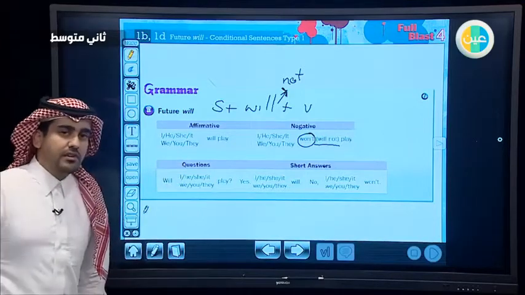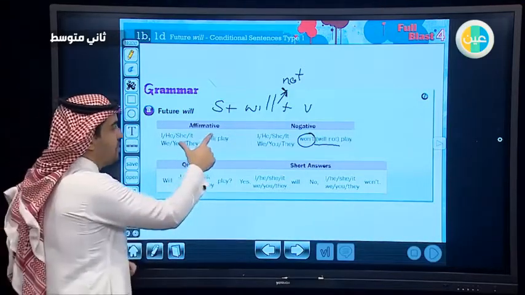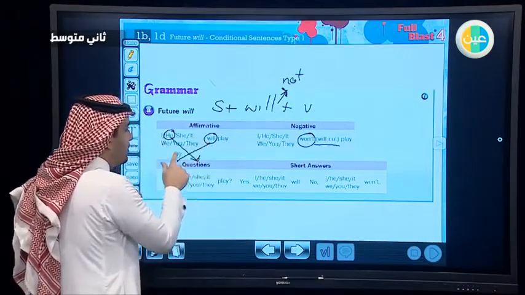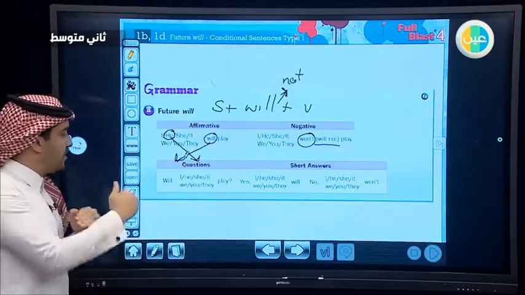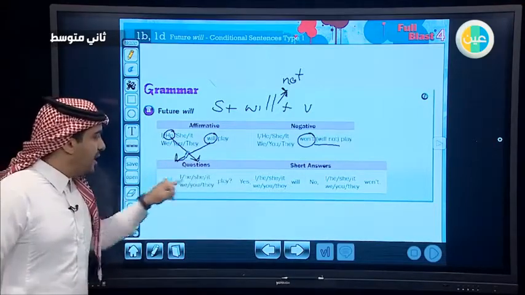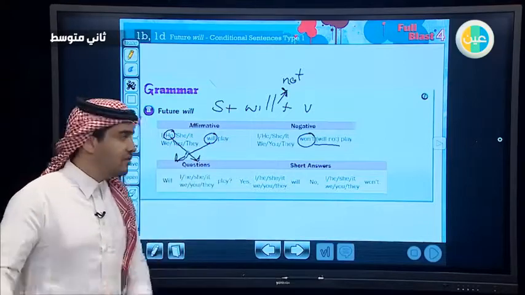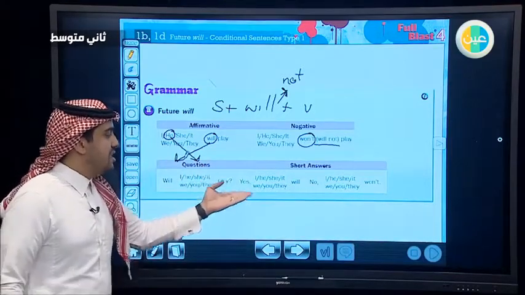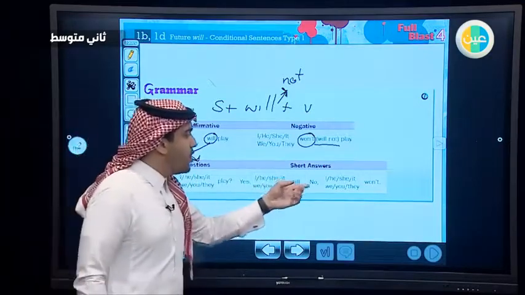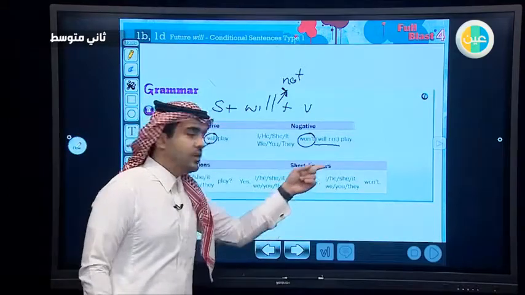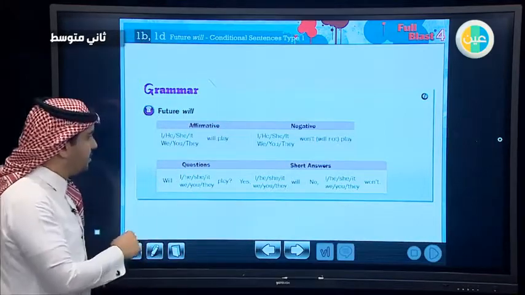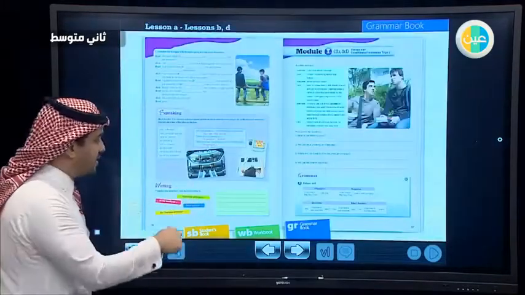The question form goes the other way around. You need to take the will and the subject and flip them. So it becomes will, subject, verb. Will I play, will he play, will she play? That's a yes, no question. To answer the question we can say yes, I will, yes, he will, yes, she will, and so on. To answer with no, you can say no, I won't, no, she won't, no, he won't, etc. So this is the grammar rule for future will. Now let's go back to the exercise.